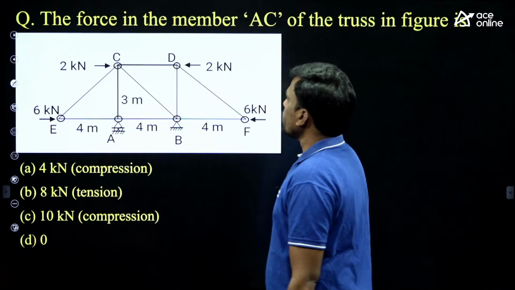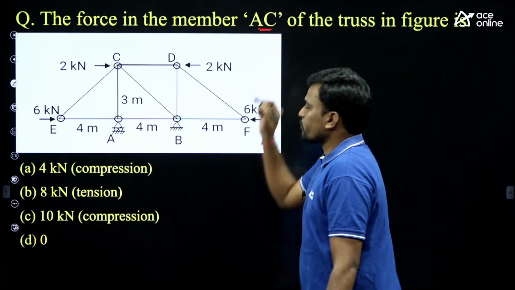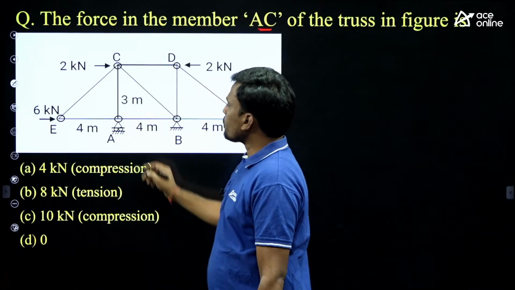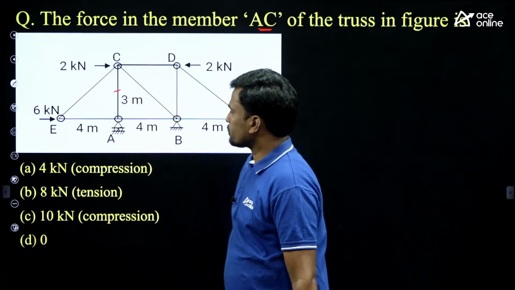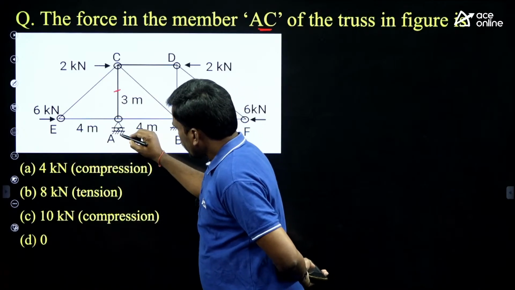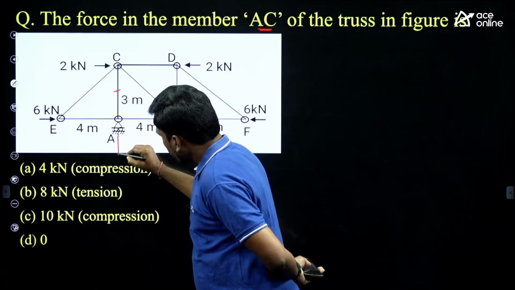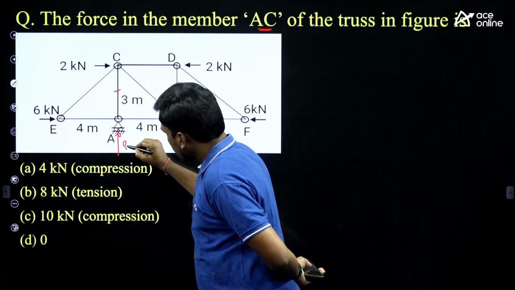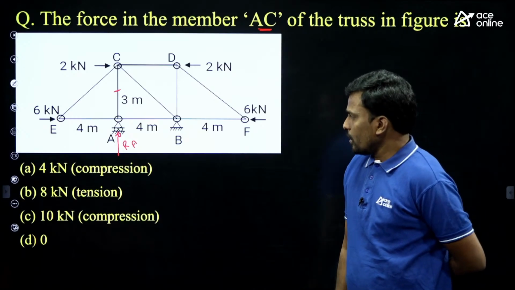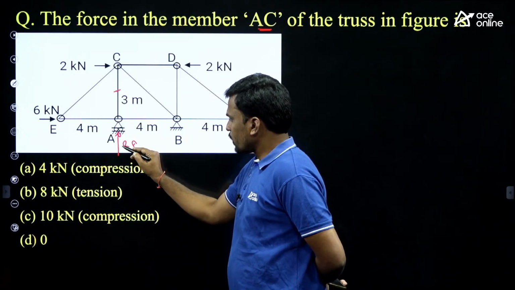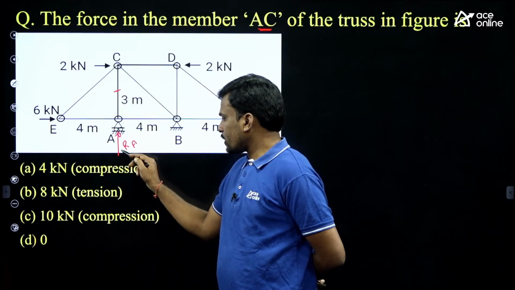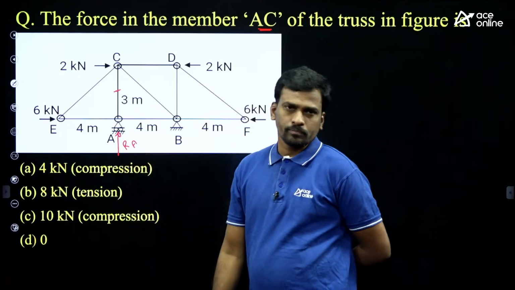So the force in the member AC. We are asked to find the force in member AC. Now which member is AC? This is the member AC. Now students, this is the roller support, right? Here there is a vertical reaction RA. Students, treat this reaction as a member.